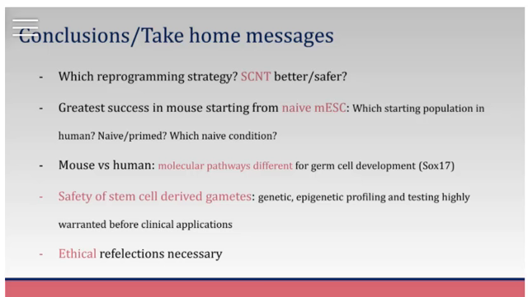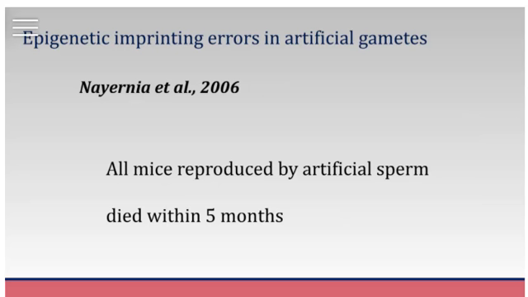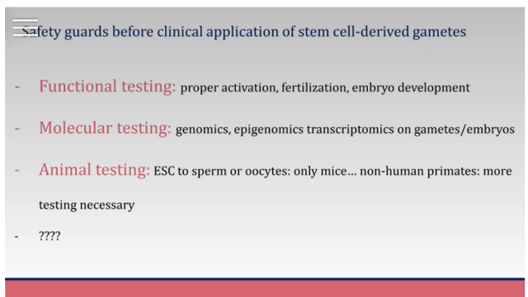Of course, the safety. We should be very careful if we use this clinically, and very aware of the safety. For example, in the first study that got sperm, all the mice died within 5 months. They saw some epigenetic abnormalities in the offspring. That's the last slide. People always ask the time period. Let's say 10 years, it will be possible in human.